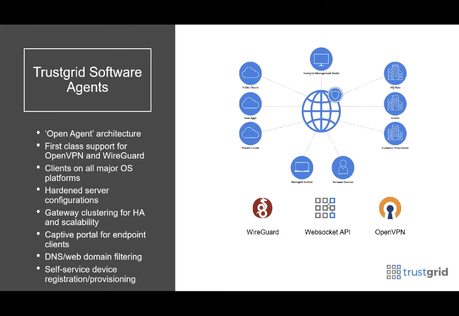When a user first connects into the Trustgrid network prior to IDP authentication, they can't even resolve the DNS names of the applications they will access eventually. Trustgrid supports advanced self-service device and agent registration and provisioning to make the process of global rollouts of these agents very easy.